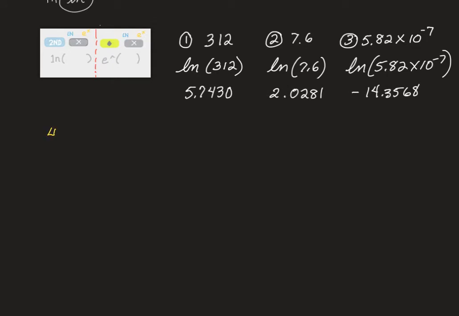For the next set of problems, I would like for you to take the natural anti-logarithm of the given numbers. Again, pause the video and find the natural anti-logarithm of these 3 numbers. That is a negative 0.2385 for number 5.